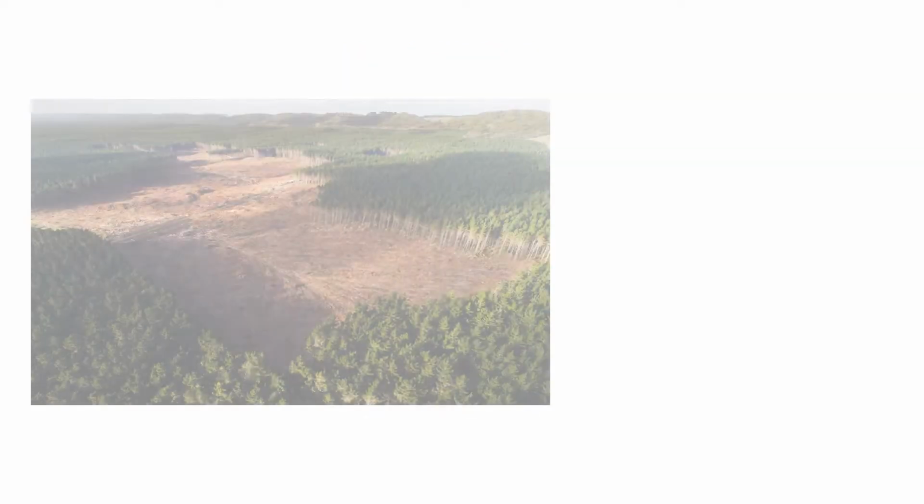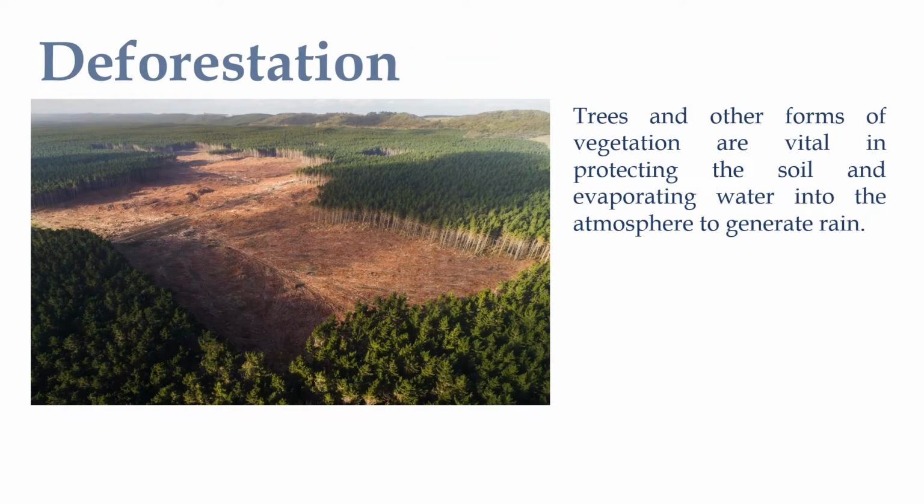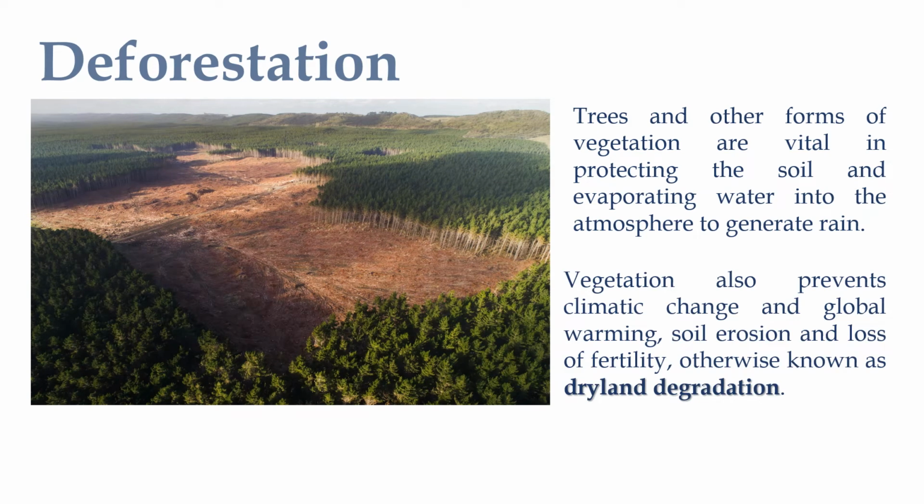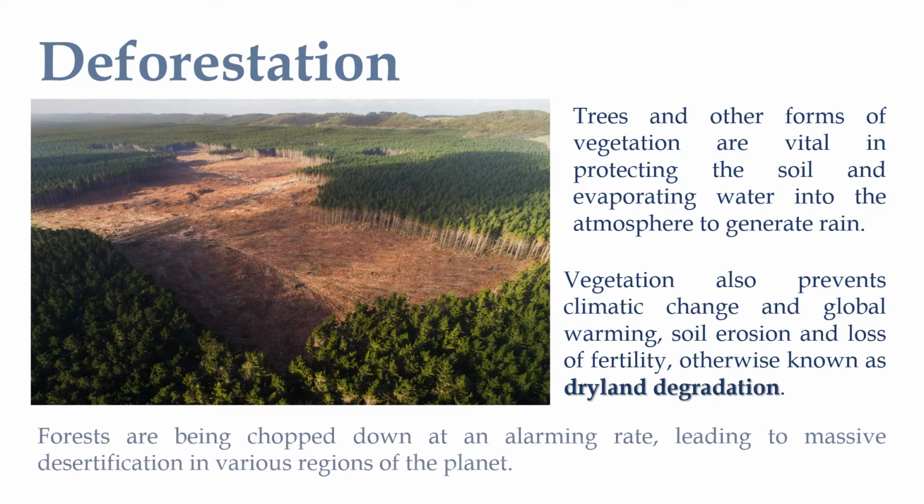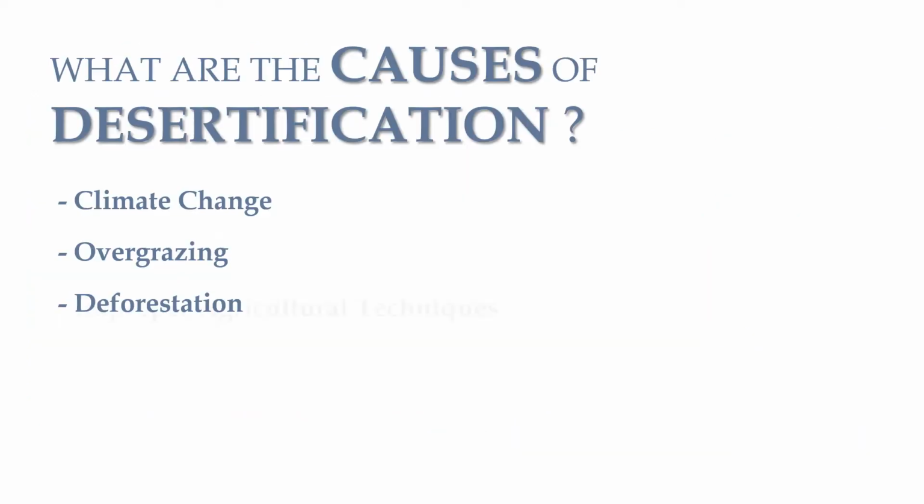Deforestation. Trees and other forms of vegetation are vital in protecting the soil and evaporating water into the atmosphere to generate rain. Vegetation also prevents climatic change and global warming, soil erosion and loss of fertility, otherwise known as dryland degradation. Forests are being chopped down at an alarming rate, leading to massive desertification in various regions of the planet.